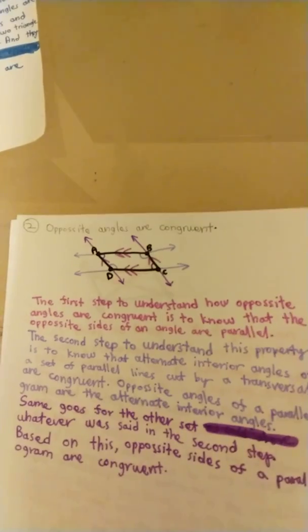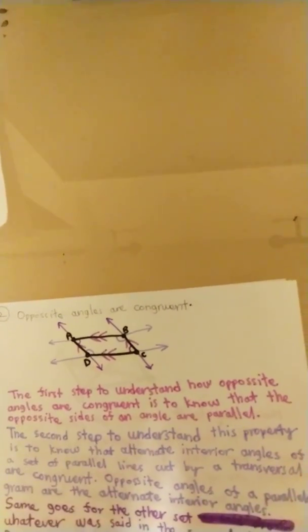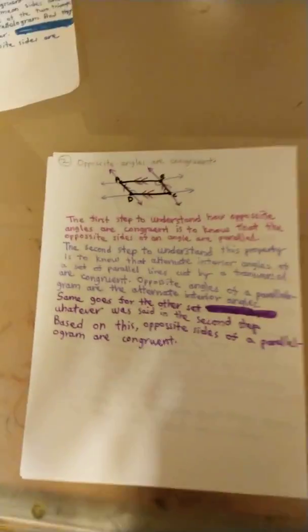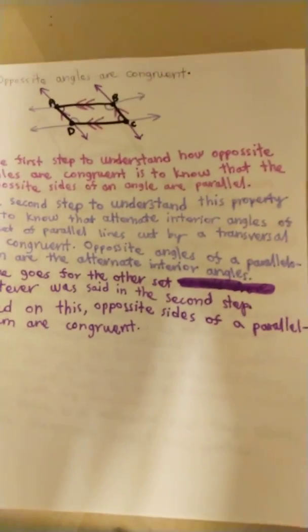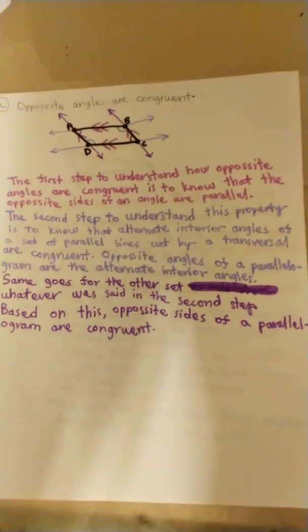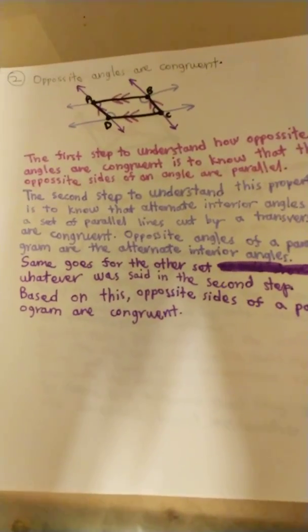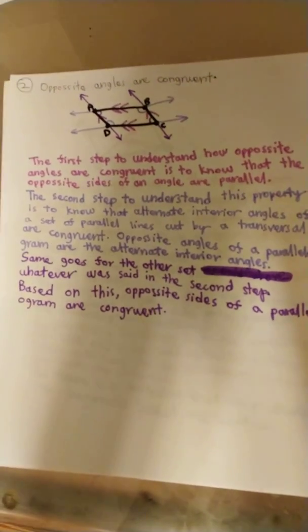The first step to understand how opposite angles are congruent is to know that the opposite sides of a parallelogram, that's just a typo, are parallel. The second step is to know that alternate interior angles of a set of parallel lines cut by a transversal are congruent. Opposite angles of a parallelogram are the alternate interior angles.